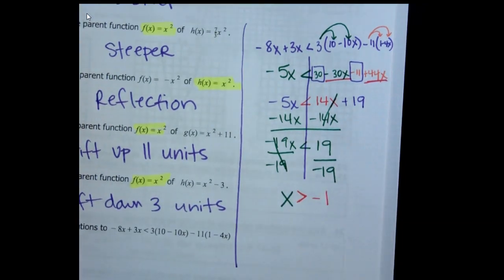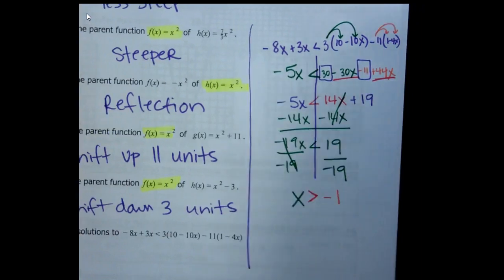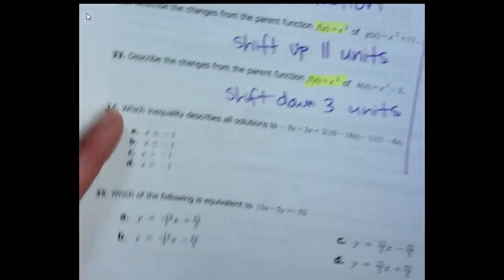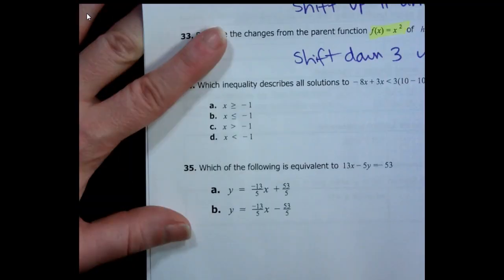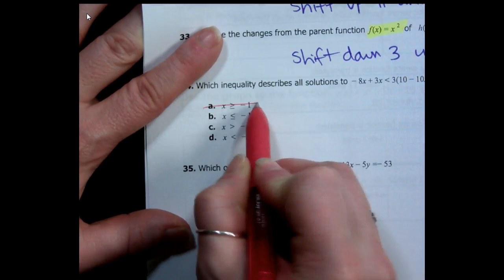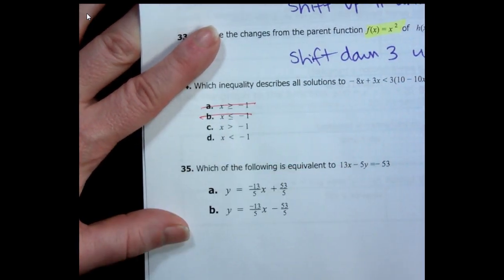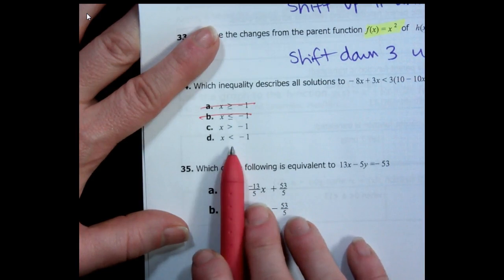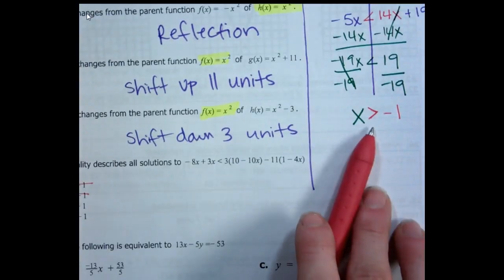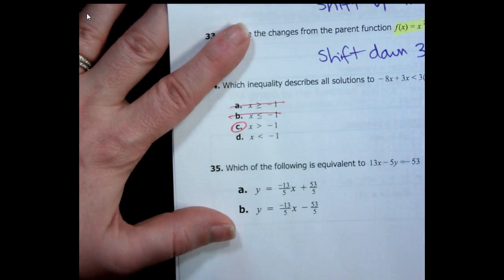Okay? So, when I come over here to my answer choices, my problem does not have an underline, so I can get rid of both of them that have underlines. This one is greater than, and this one is less than. Mine says greater than. Ta-da!